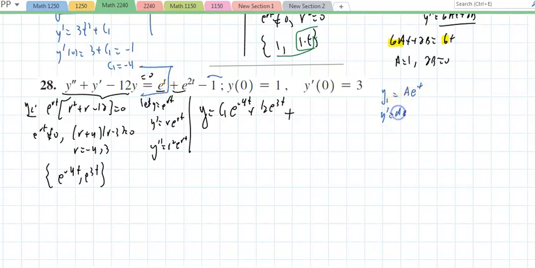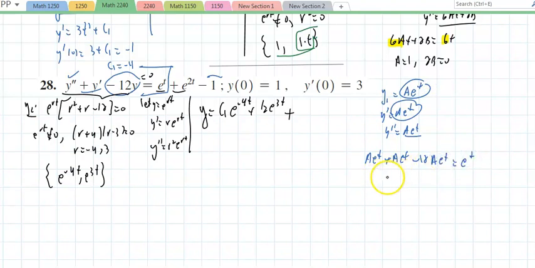y prime is a e to the t. y double prime is a e to the t. So if you take a e to the t plus a e to the t minus 12 a e to the t, that should equal e to the t. You could do that. That's the whole theory of superposition. Negative 10a e to the t equals e to the t. That indicates negative 10a equals 1. So a is negative 1 over 10. So far, I have one of those: minus 1 over 10 e to the t.